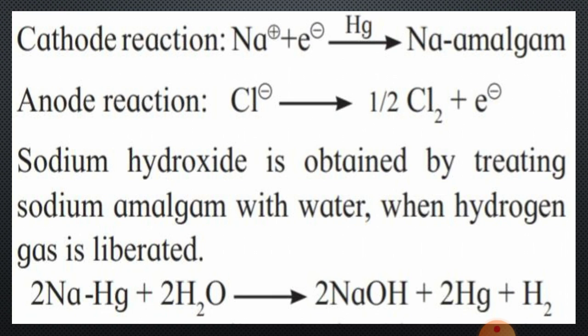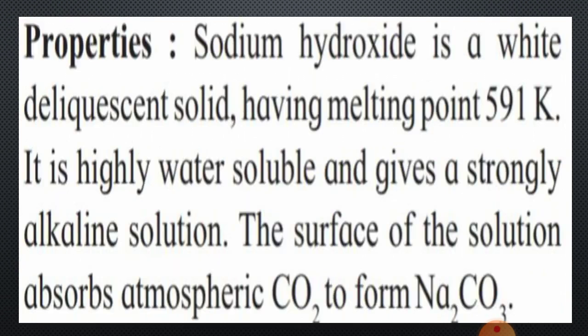Fine, students. So, how is sodium hydroxide prepared? We have taken sodium amalgam which has been deposited at the cathode. That sodium amalgam reacts with water and gets converted into sodium hydroxide, the mercury gets separated and hydrogen gas is liberated. Okay, let's move forward towards properties.